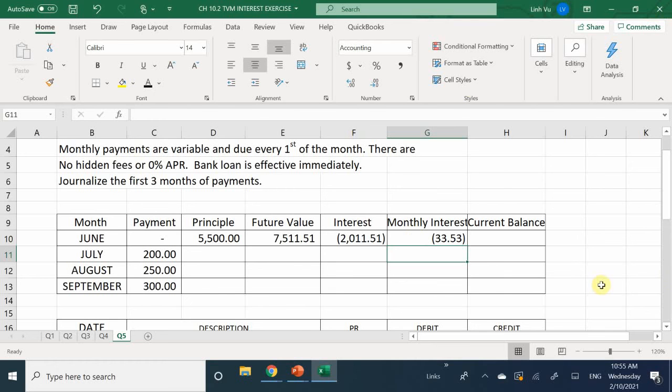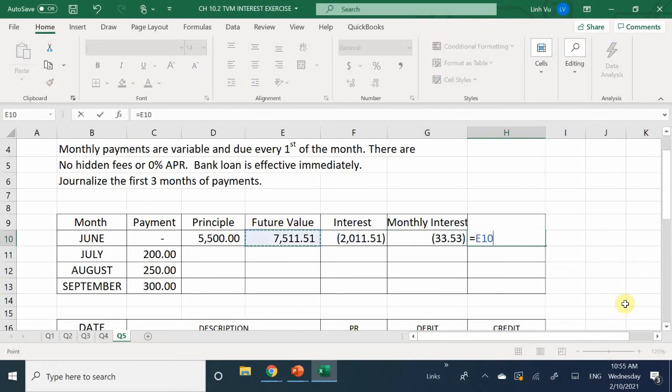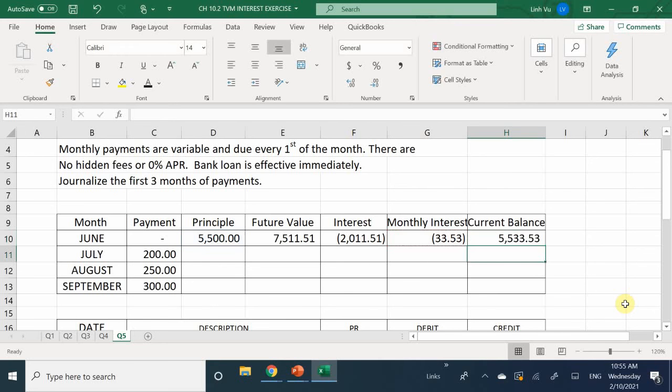So here my current balance is going to be my original principal plus the monthly interest. In this case, it's in parentheses, so I have to subtract it. So that means when I get my statement in the mail, it's going to say that my new current balance is $5,533.51. So this is how the banks do it for you.